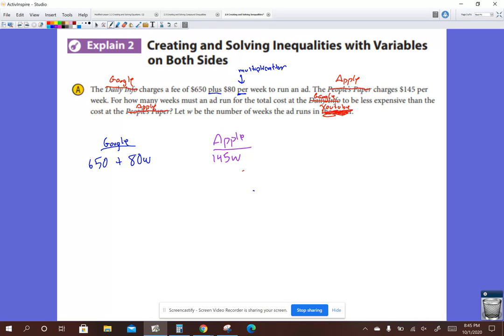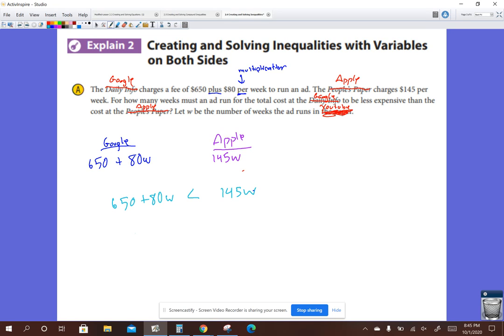For how many weeks must an ad run for the total cost at Google to be less expensive than the cost at Apple? Let W be the number of weeks the ad runs on YouTube. All right. So when I write this down, 650 plus 80W, and I have 145W here. They're saying for how many weeks must an ad run for the total cost at Google to be less expensive? So they want this to be less expensive or less than Apple. So we have to figure out when that's going to be true.